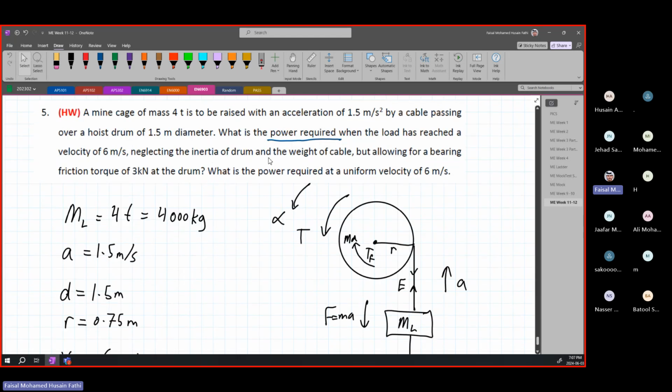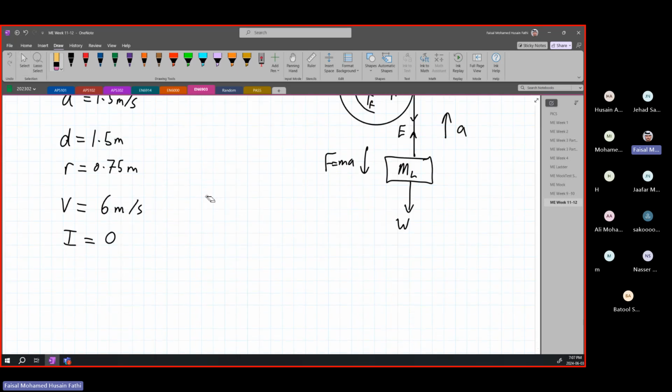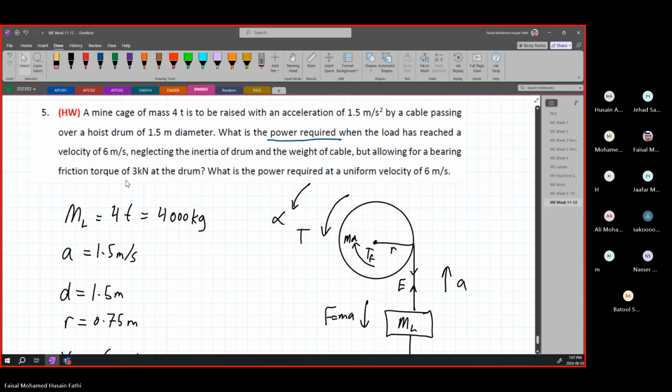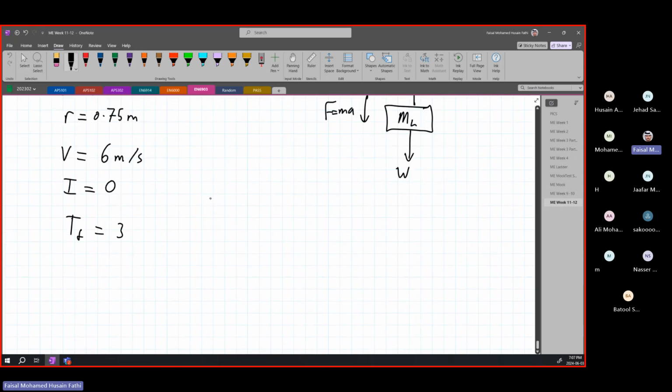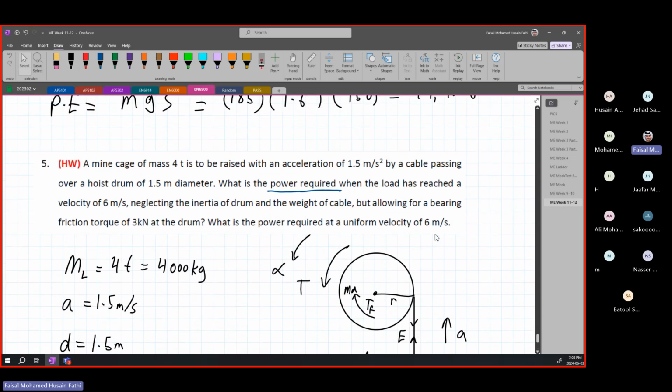Neglecting the inertia of the drum and the weight of the cable. So the cable is, usually we are neglecting it anyways, but allowing for a bearing friction torque. So we do have a bearing friction torque of 3 kilonewtons. 3 kilonewtons, meaning we have 3,000 newtons. All right. What is the power required of the velocity?